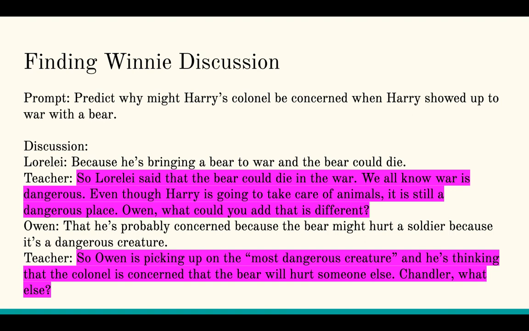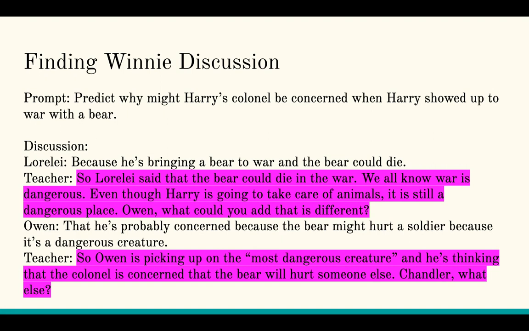Okay, so I wanted to also show some examples from transcriptions of discussions. So I put the part of the transcription from Finding Winnie that was used in session 4 here so we could analyze it for teacher moves. There I have highlighted the two responses from the teacher.